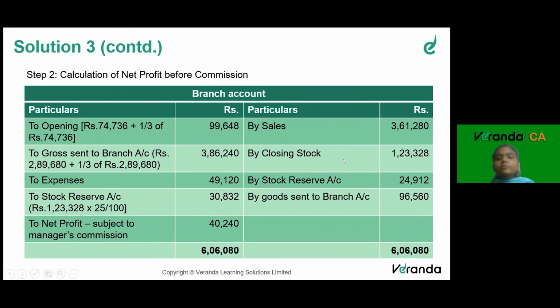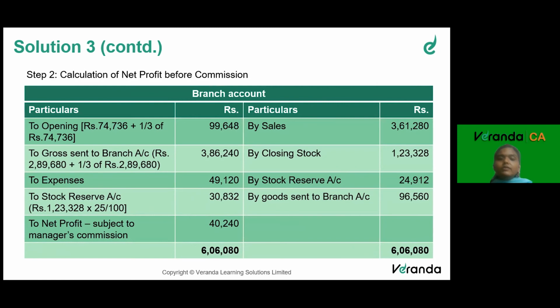Now, the third item to be brought down at cost is closing stock. Closing stock is also at invoice price. So 123,328 into closing stock, we all know it is valued at the sales price only. So 25%, not 1/3. Stock sent to branch is at cost, but closing stock is at sales price only. So 123 into 25% is 30,832. Have you made all the adjustments?